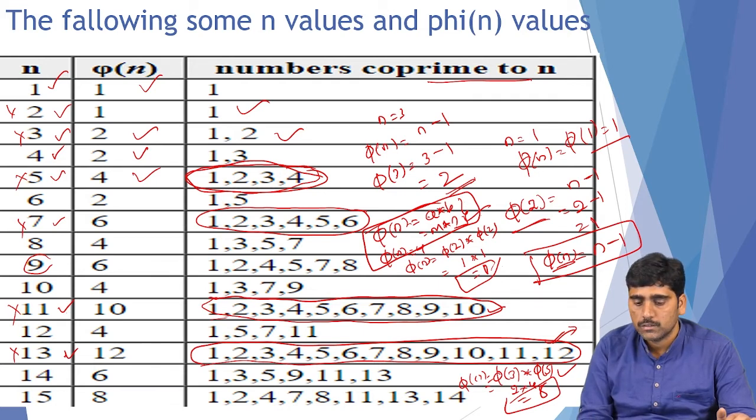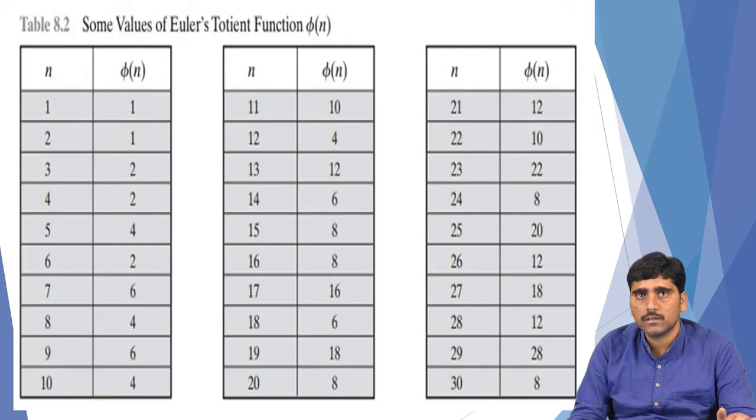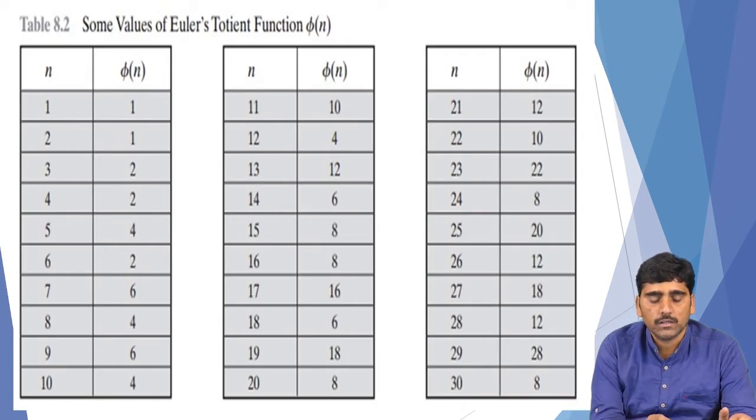Up to this, are all of you clear? Next we'll see some different values of Euler's totient function. So n equals 1, then phi of n equals 1 automatically. If n equals 2, then phi of n equals 2 minus 1, that is 1. And for the 3 value, phi of n equals n minus 1, 3 minus 1, that equals 2. So these are the different values.